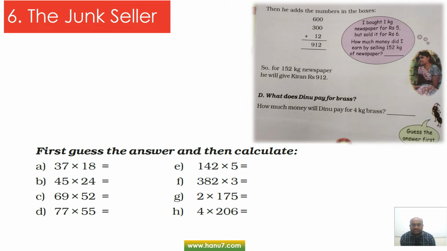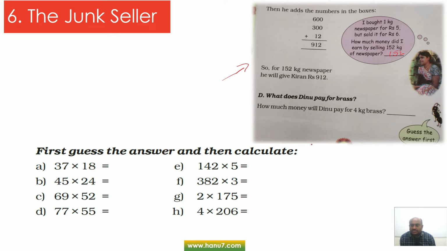Now we will move to the next one. In this, first we have to look at this sheet here. Okay, this particular one first we have to look at. Then he adds the numbers, so he will be getting 912. So I bought 1 kg of newspaper for rupees 5 but sold it for rupees 6. How much profit will she be getting per kg? It is 1. She sold 152 kg, so the total earnings will be 152. So for 152 kg newspaper, she will be getting 912 from his calculations, and this is the profit she is getting.